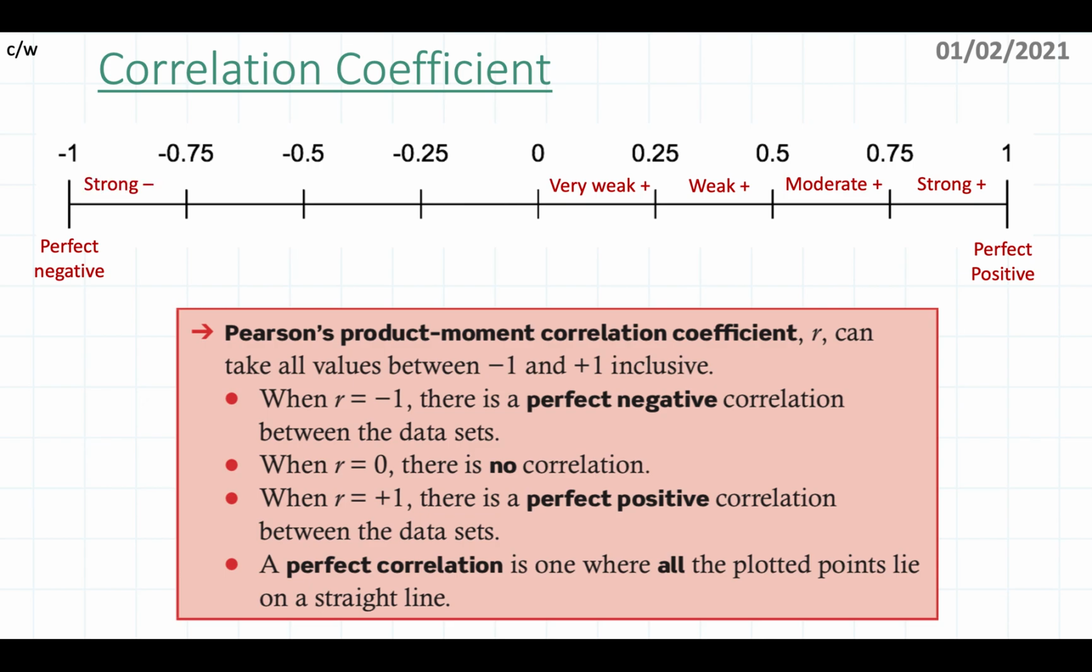And then we start in the negative. We have a strong negative, a moderate negative, a weak negative, and a very weak negative. So you can remember this timeline in order to understand and interpret the correlation coefficient.